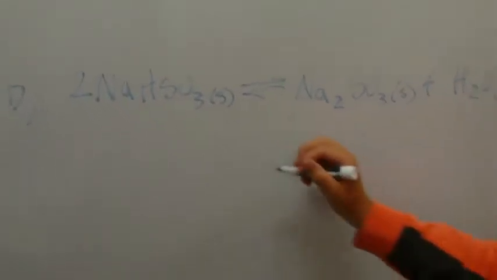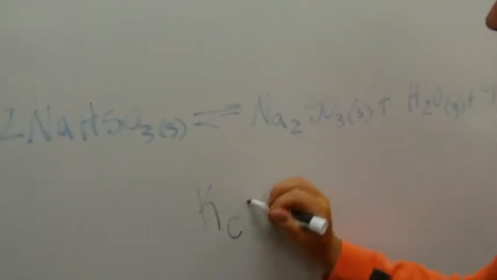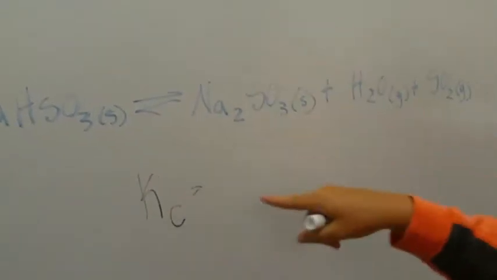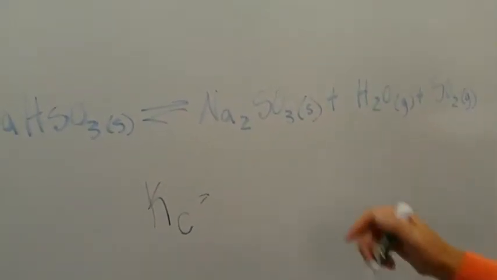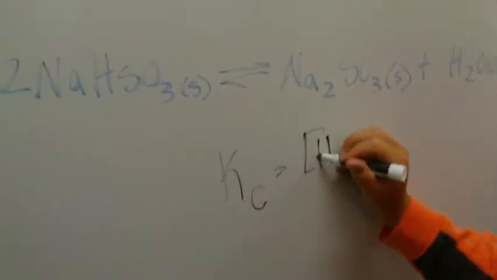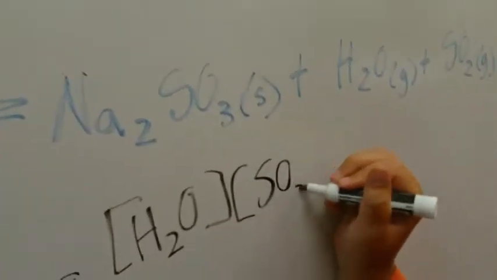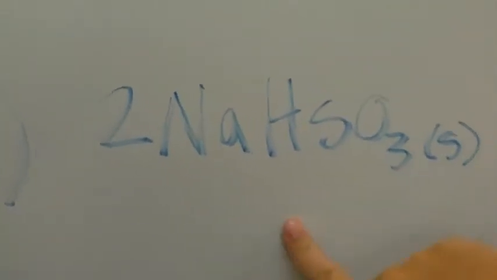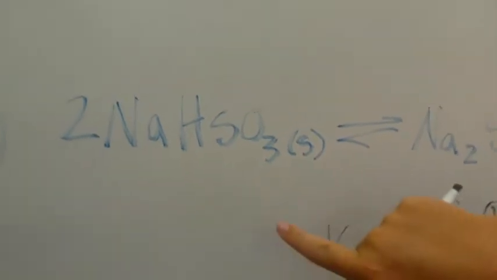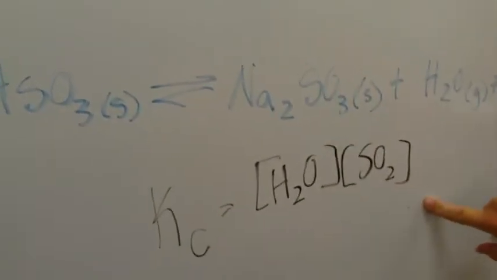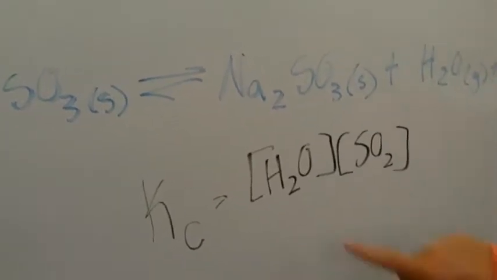For B, the Kc value, we look across and we see, oh, we've got one solid, but we've got two gases. We don't care about the solid, just concerned about these guys. So H2O times SO2. And then over here, on the reactant side, we notice that we only have one reactant, and that is a solid. So we don't have to divide by anything. It's just that, which is great.